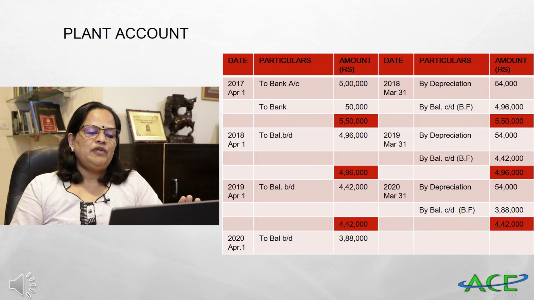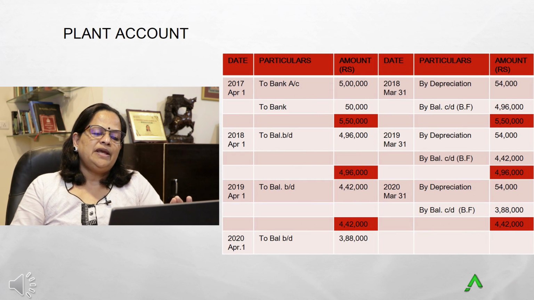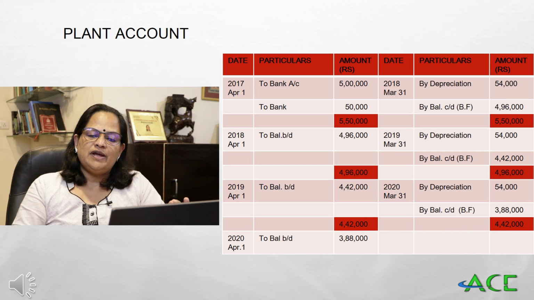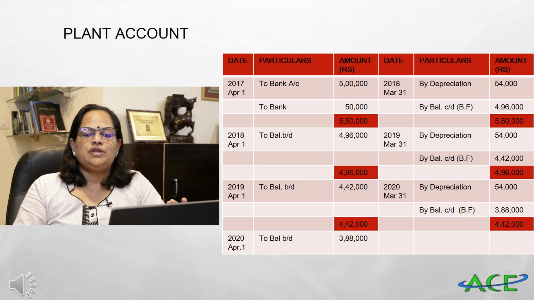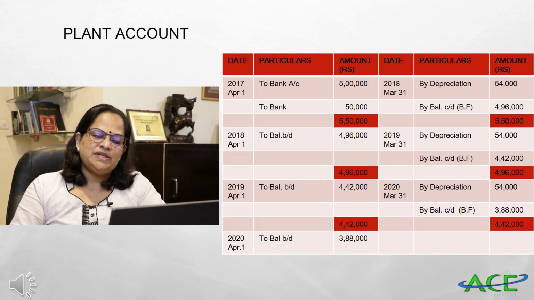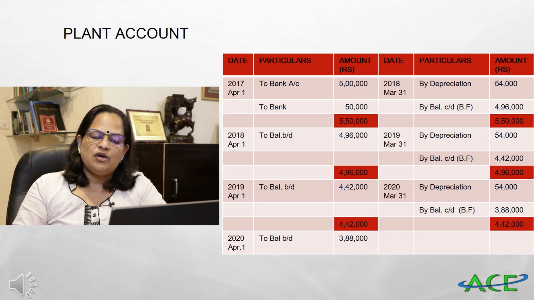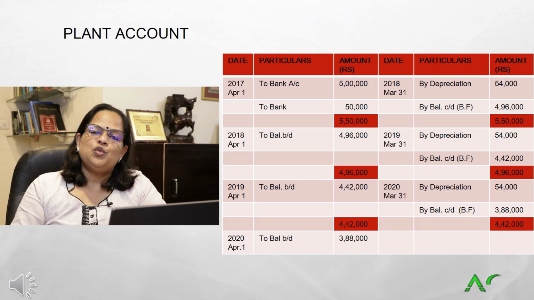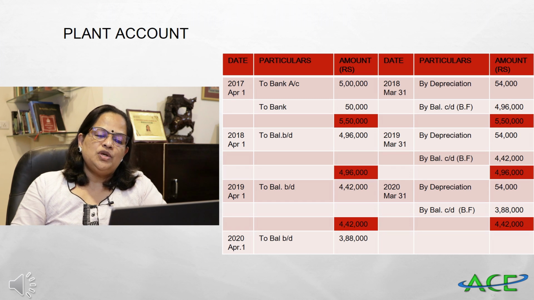Now the plant account we have to write. 2017 April 1st to bank account 5 lakh, by depreciation 54,000. That is 2018 March 31st. Now in the debit side, additional expenses incurred 50,000 to bank account 50,000. So when you are balancing the account, you are getting balance 4,96,000. So you are bringing this balance to the debit side. To balance brought down 4,96,000.